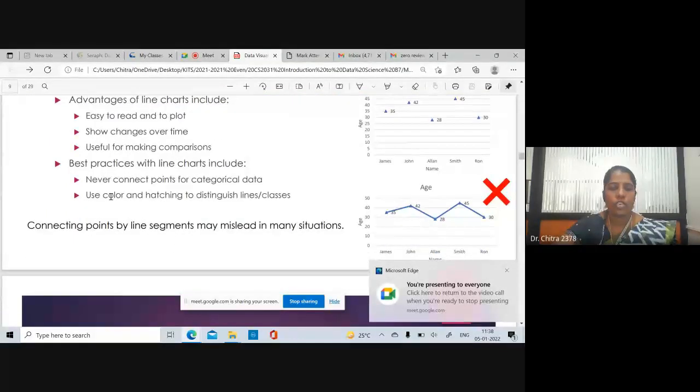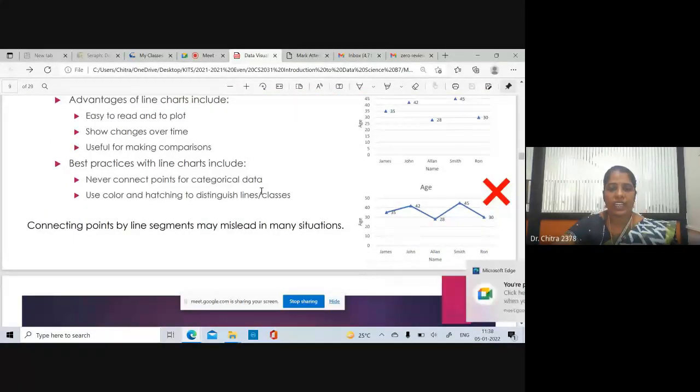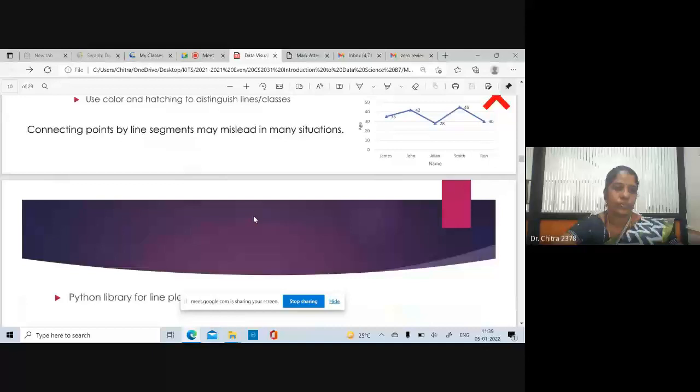Then you should remember: never connect points of categorical data in line plots. Don't connect the points of categorical data. Here, consider age as the category, 35 years, 42 years. Don't try to connect this categorical data, try to connect the values. In this age, how many of you are using coffee, how many of you are using tea, like that you connect. Don't connect the categorical data by using the line graph because it won't give any information to you.